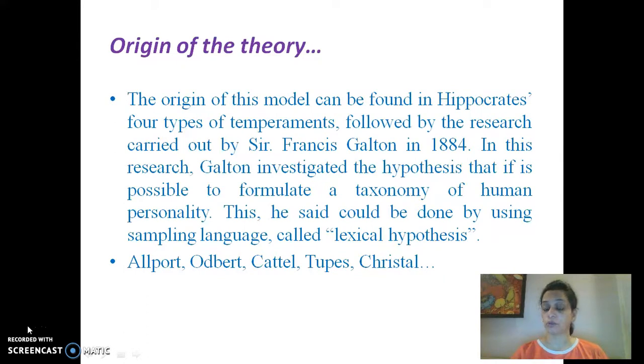prone to negative emotions. Phlegmatic people are cool and composed and kind of detached and aloof kind of people. At least they appear to be so. And choleric people are those who are very focused, goal-oriented, logical, who think and analyze a lot before acting. So the origin of the Big Five model can be found in this work done by Hippocrates.